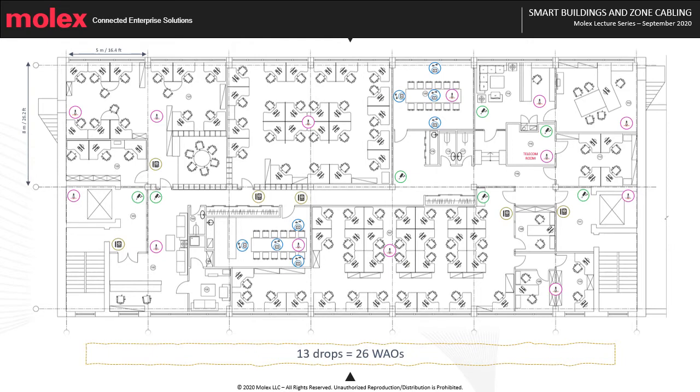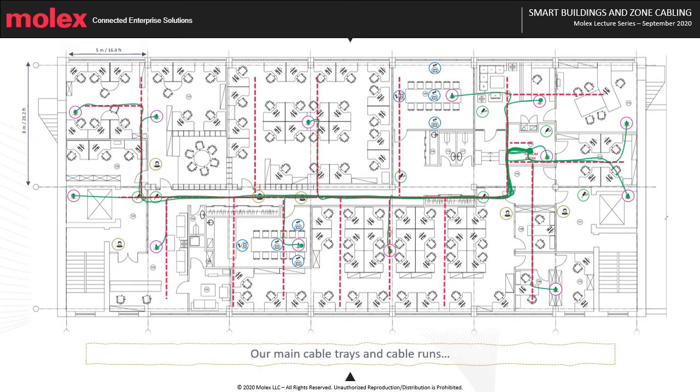Some temperature sensors will also be added. Note that many other sensors could also be added to an intelligent lighting system like the CoreSync from Molex. These sensors may include daylight sensors, humidity, smoke, etc. Then this will all follow our main cable trays. We have our main cable runs.